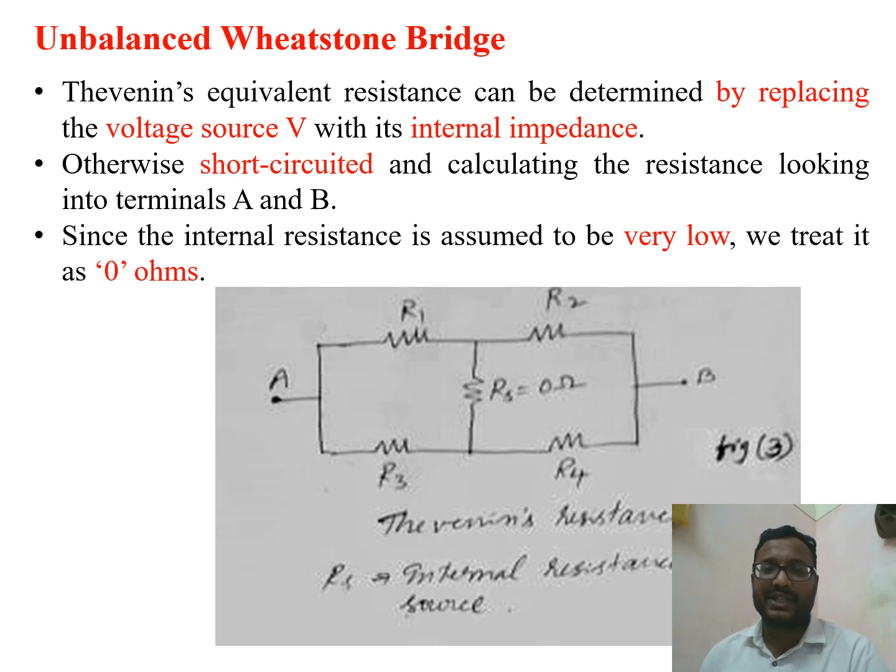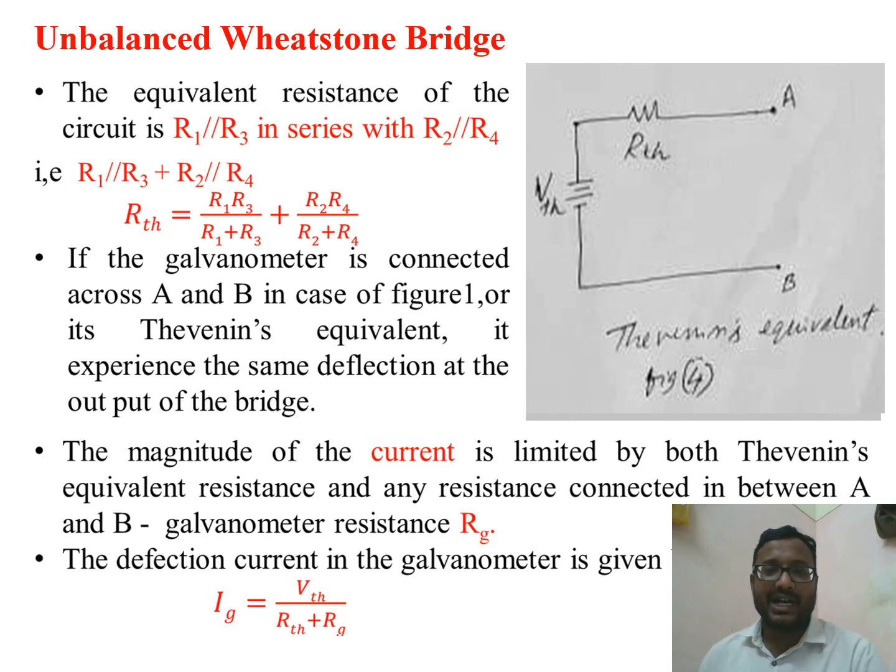According to how the circuit is connected, whether series or parallel, we can calculate the Thevenin's equivalent resistance. First we observe this: these two are connected in parallel and these two are connected in parallel, and those are connected in series. So R1 parallel R3, R2 parallel R4, those two are connected in series, that is addition. So R Thevenin is equal to R1 R3 by R1 plus R3, plus R2 R4 by R2 plus R4.